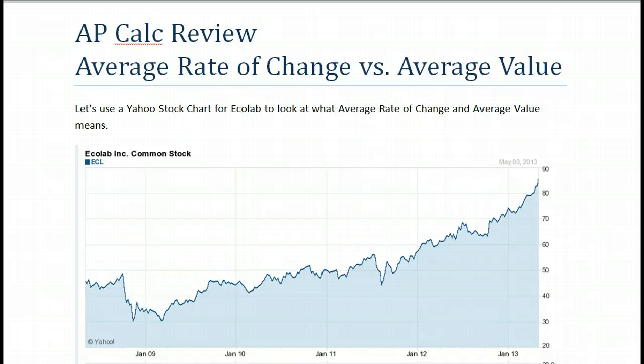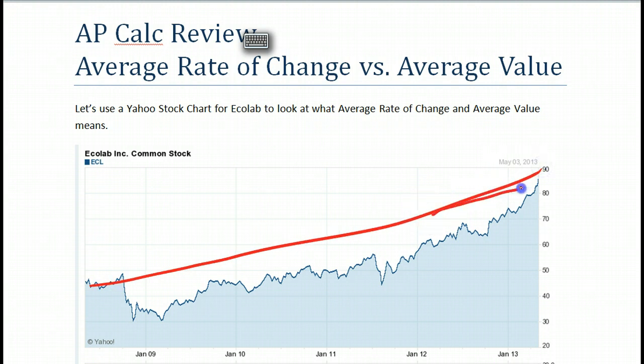Okay, if we start off with average rate of change, average rate of change is just going to be the slope of the secant. So this is Ecolab, which is a stock. If I want to do average rate of change, and I hope I can get this line pretty straight, if I take the slope of this, this is a secant line. And the slope of the secant line is going to be your average rate of change.